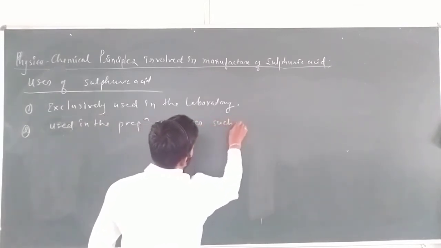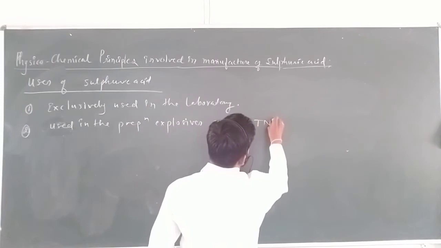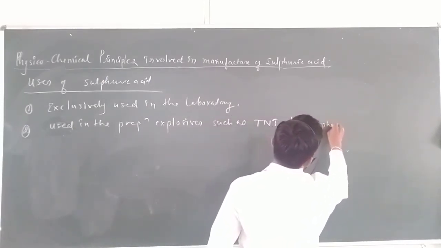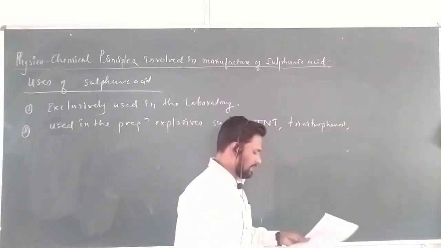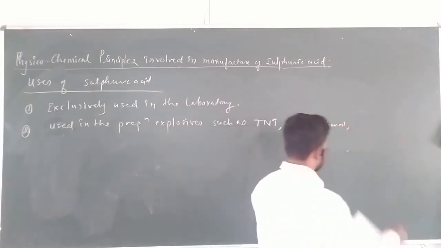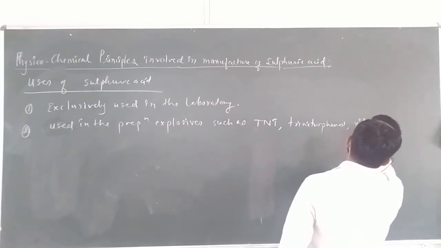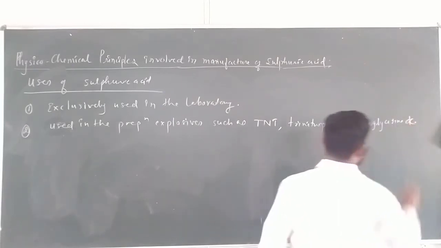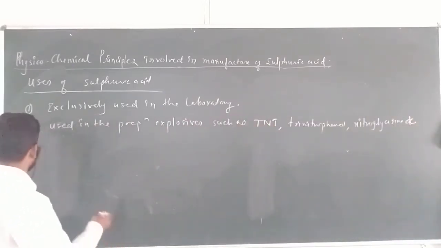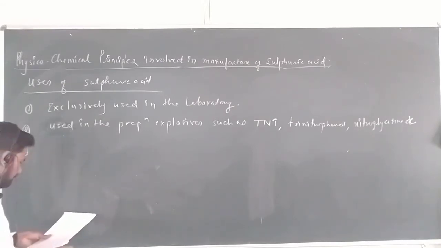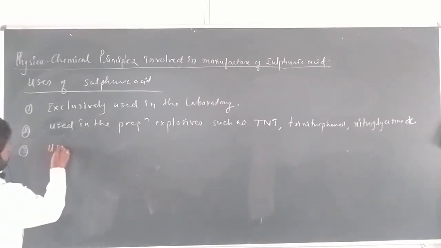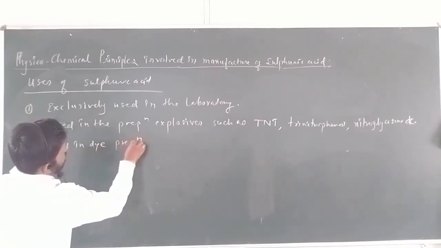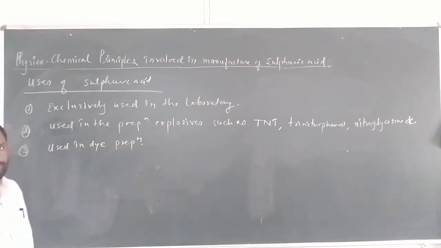Explosives such as TNT, trinitrophenol, even we can say nitroglycerin, etc., use this sulfuric acid. And third one, it is used in dye preparation, where if you want to prepare the dye intermediates, the sulfuric acid is used.